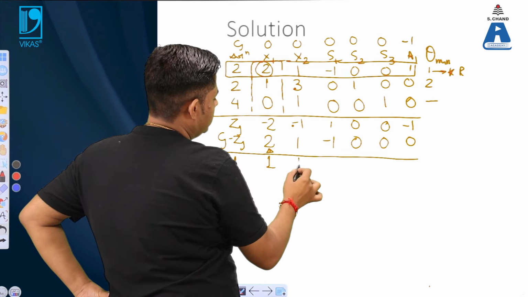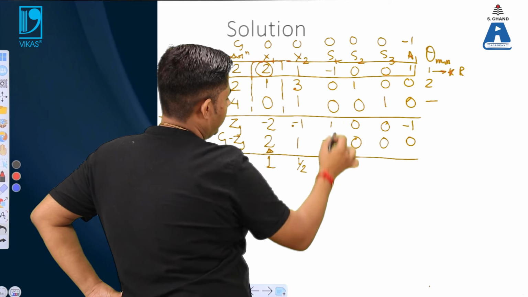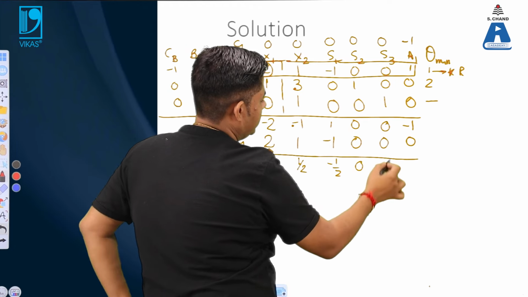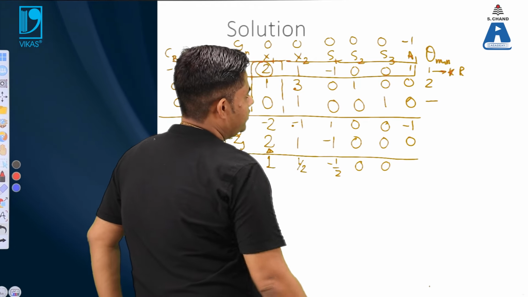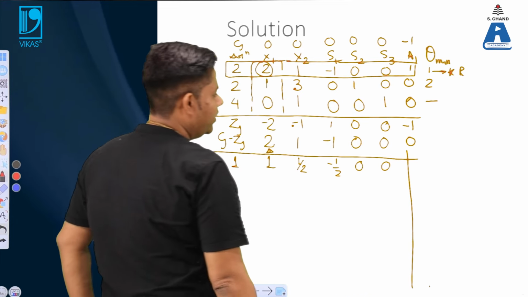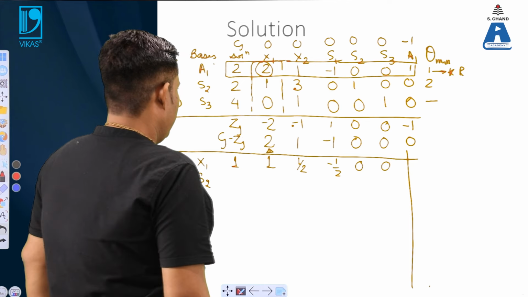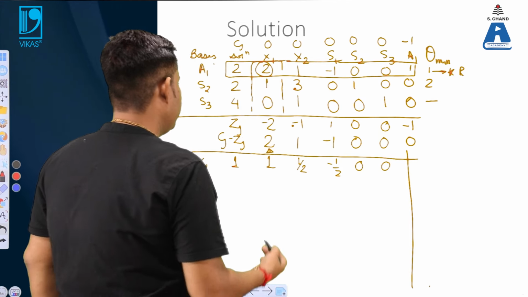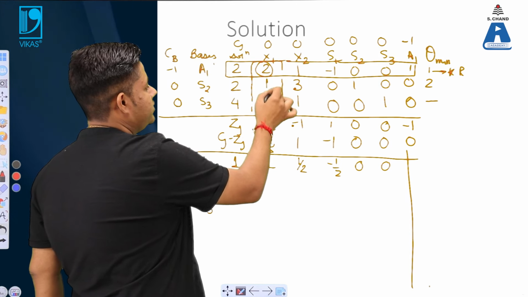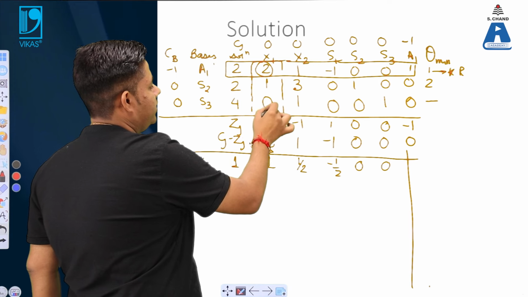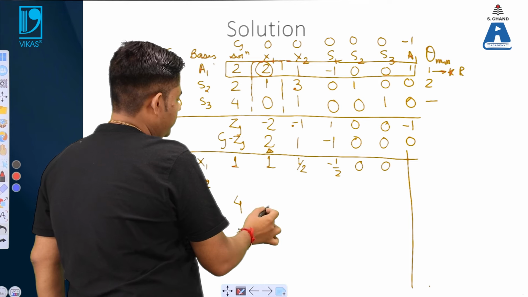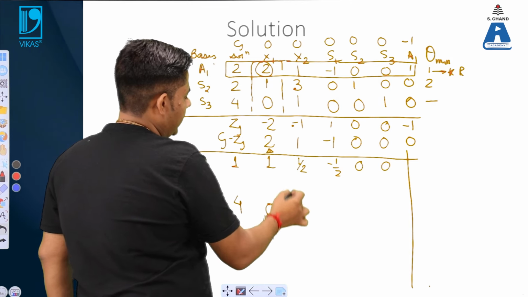1 divided by 2 is 1 by 2. Minus 1 divided by 2 is minus 1 by 2. 0 divided by 2 is 0. Then S3, 0 divided by 2 is 0. And as A1 is removed from here, you need to remove the A1 part from here also. Now, what is the rule? The rule says that you need to make the other elements which are associated with the key element as 0. So this row's element is already 0. That means we have to do nothing and we need to write the elements of this third row as it is.